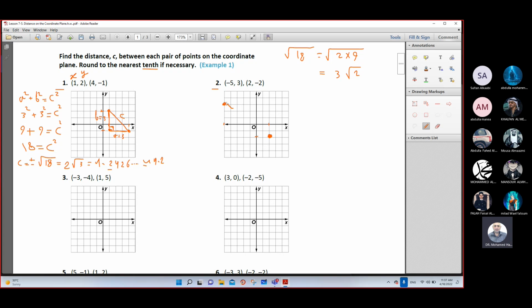Then match between the points. This is C. Then find the third point to create a right triangle. The third point will be here.